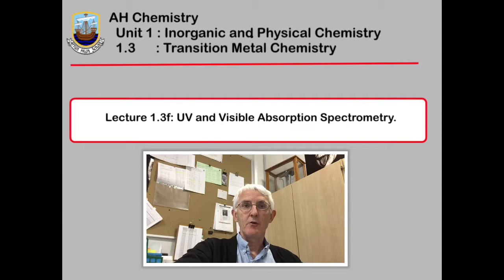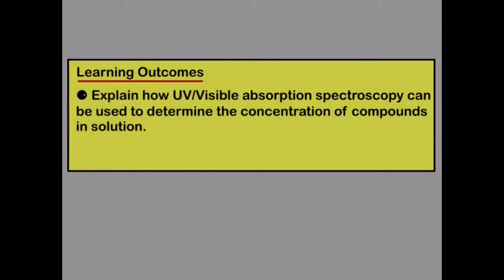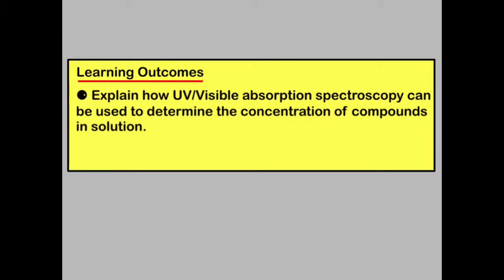In this lecture, we're going to be looking at UV and visible absorption spectrometry. By the end of this lecture, you should be able to explain how UV and visible absorption spectroscopy can be used to determine the concentration of compounds in solution.